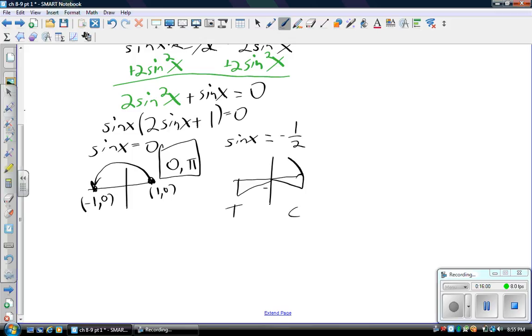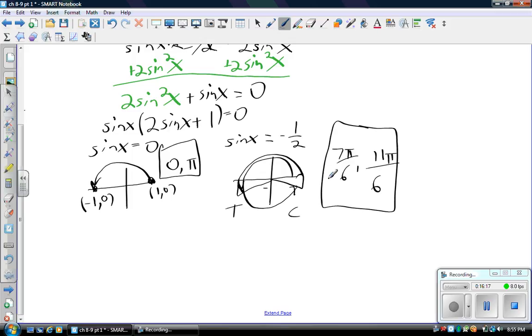So now what is that angle in radians? That is 7 pi over 6. And then what is that rotation? 11 pi over 6. And there you go. There's all your answers. Turns out there are 4 of them. 0, pi, 7 pi over 6, 11 pi over 6.